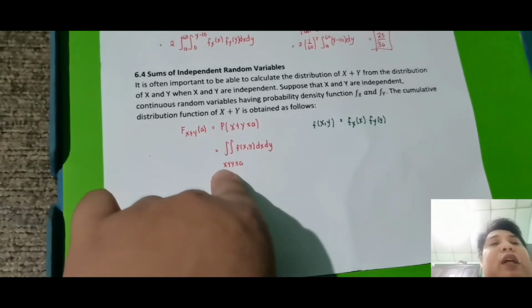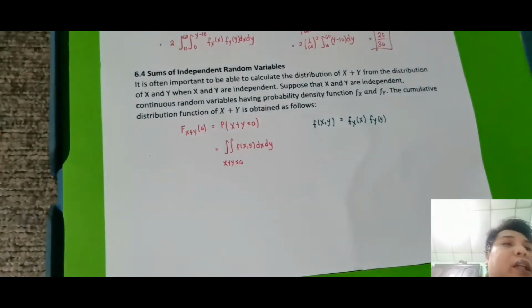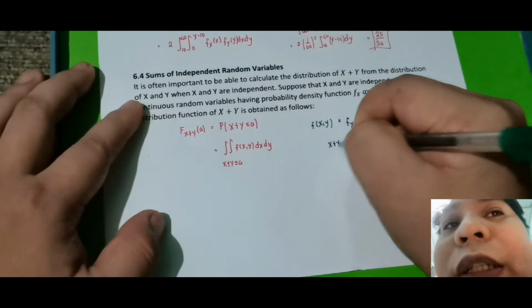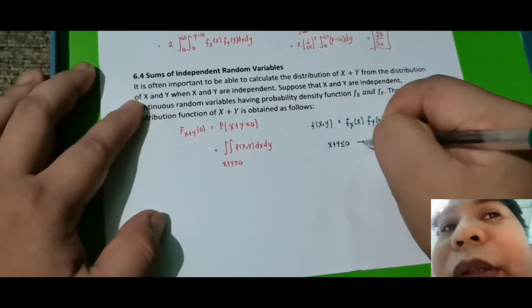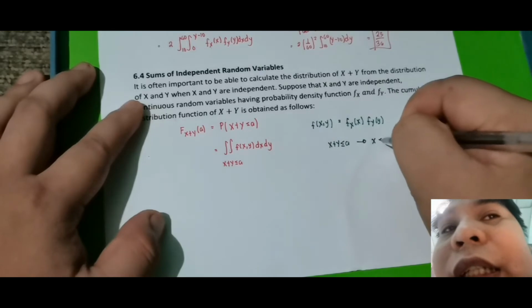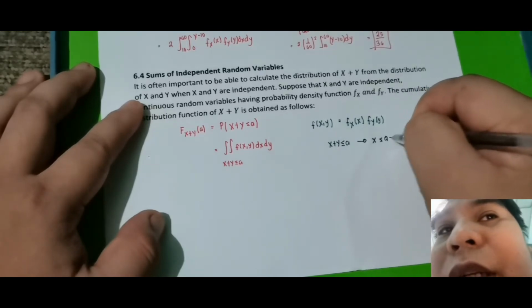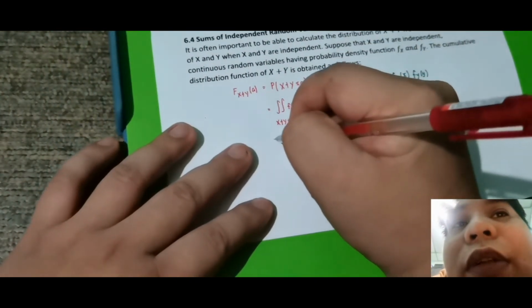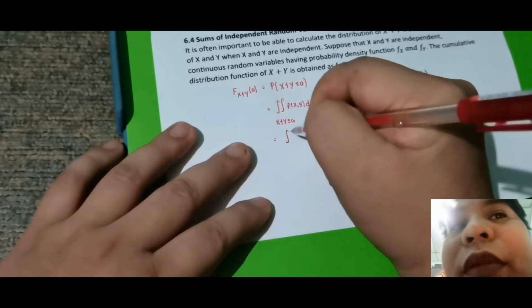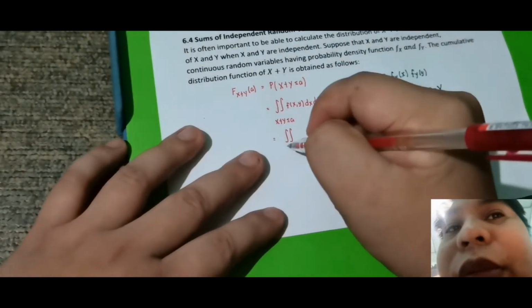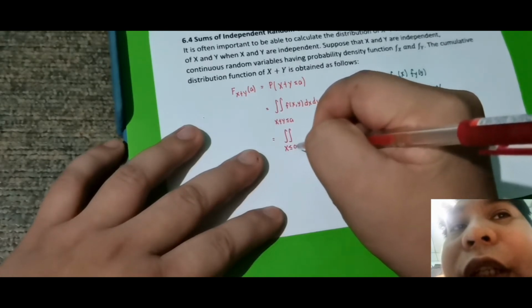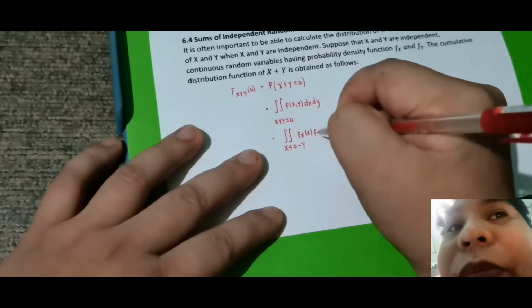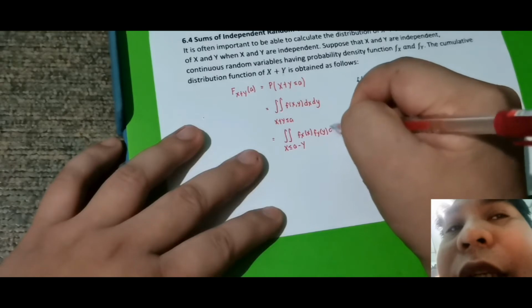Now, another thing is yung X plus Y less than or equal to a. So what if gawin na lang natin siya in terms of X or in terms of Y? From X plus Y less than or equal to a, this can be written as, para mas kaya natin, X less than or equal sa a minus y. Okay, so pwede natin siya i-write into this form. So this is just equal sa double integral along the boundary X less than or equal sa a minus y of f sub X of x, then f sub Y of y, then dx dy.